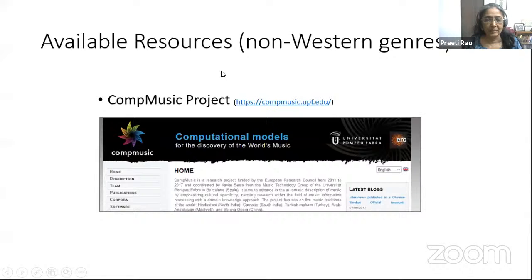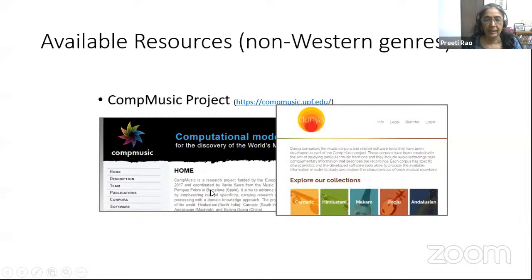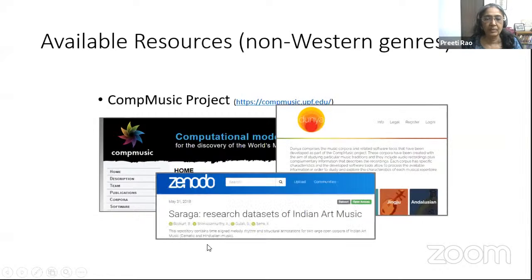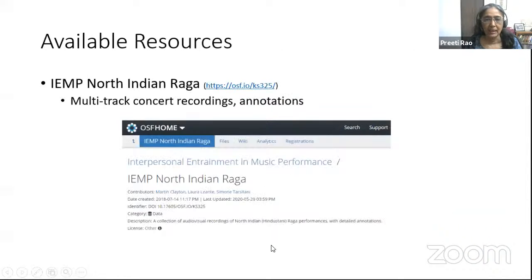Just to tell you something about some of the background to this work, that was actually supported by what is known as a CompMusic project. You can easily look it up. The project also generated a number of collections and research data sets, and is altogether one of the more comprehensive organized places for MIR work on Indian music and some other non-Western genres such as Turkish music.